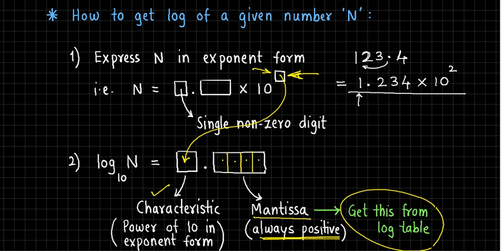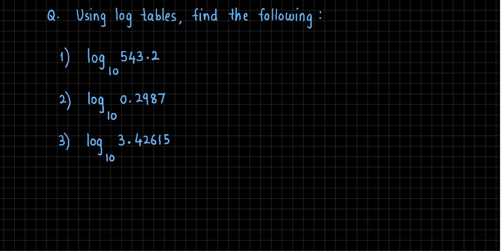I request you to take out the log tables. If you don't have them, you can pause the video here, and once you have the log tables ready, let us go ahead. Here is the question: using log tables, find log of 543.2 to the base 10. The first step was to convert the number into the exponent form. So we can write 543.2 as 5.432 into 10 raised to 2.